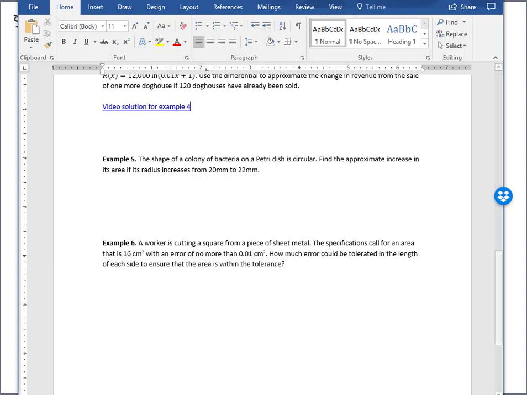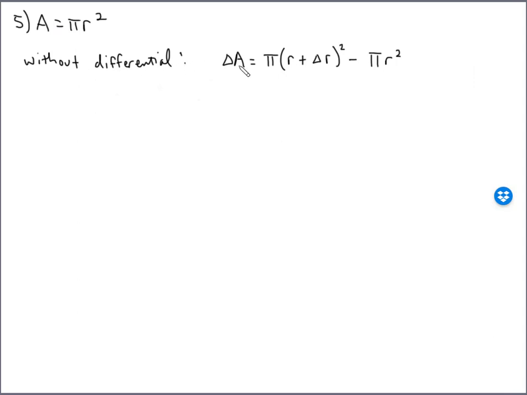I'm just going to add a little piece to this problem and show what it would be if we didn't use differentials, and then compare the answer to what it is when we do use differentials. Without the differential, we would want to find the change in the area. So the original radius is 20 given, and then we're going to increase that by 2.